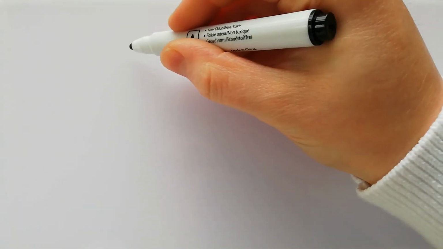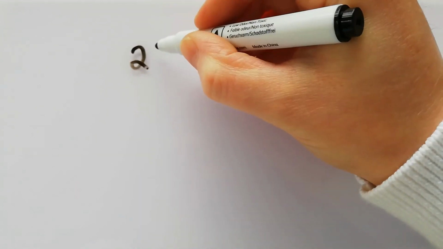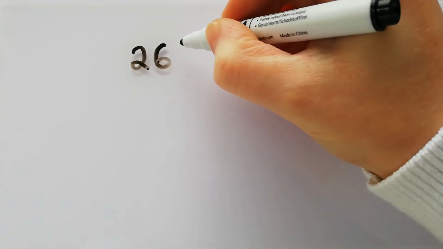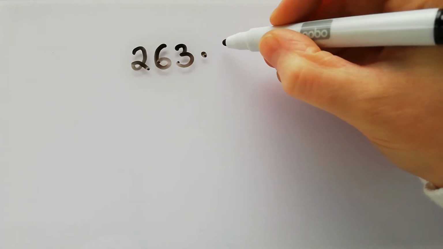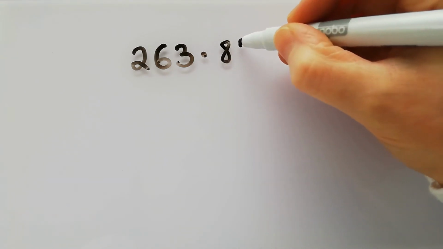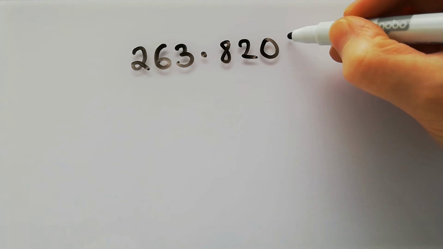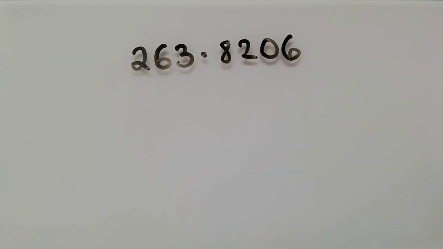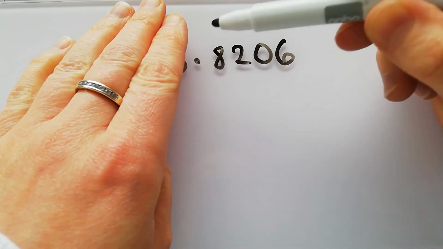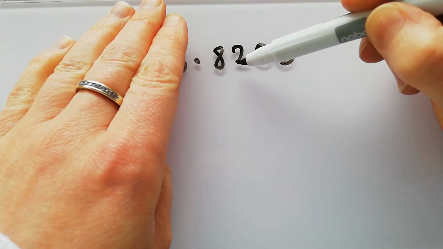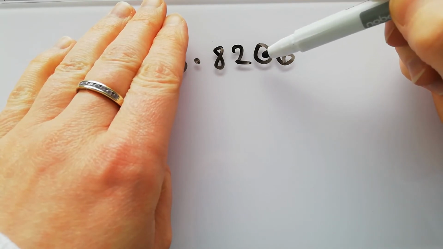Now let's think about the number 263.8206. Now here, if we were to round this number to a certain number of decimal places, we only look at what's going on after the decimal point. So that's our first decimal place, that's our second decimal place, that's our third decimal place, and so on.